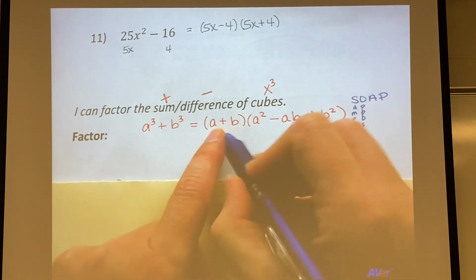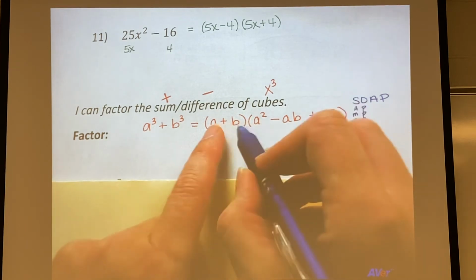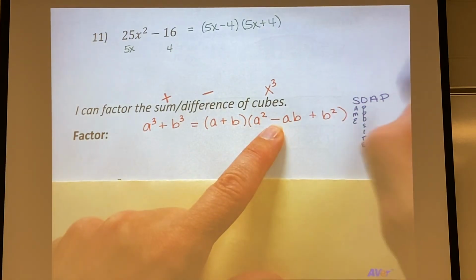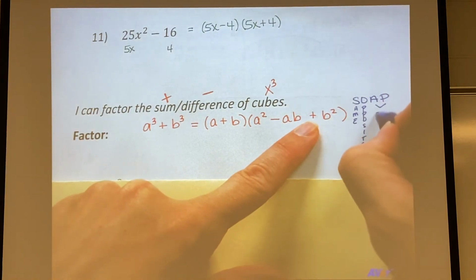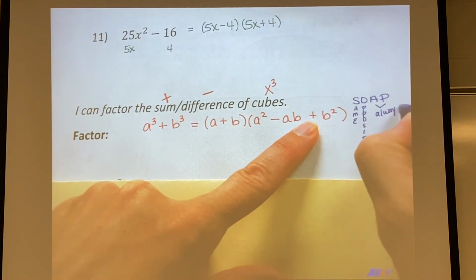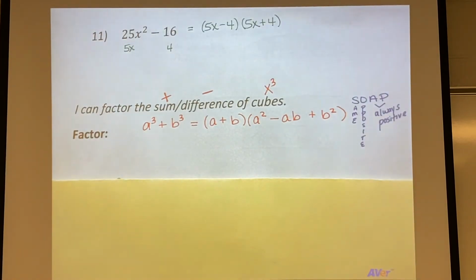So you'll notice that the first was a plus, the second was a subtraction. So we have addition, subtraction, those are opposites of each other. And then the last sign, the AP goes together, is always positive, no matter what. Always positive. So keep that in mind when we do the difference of cubes.